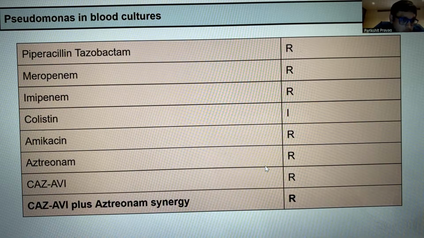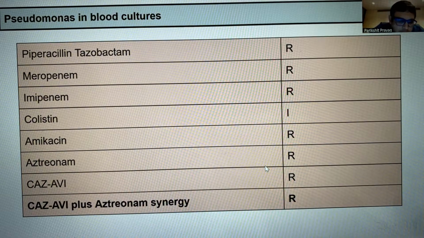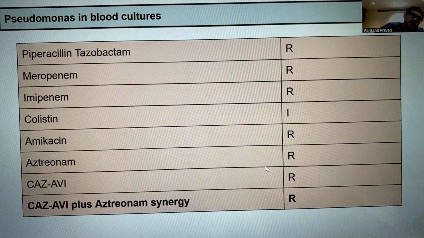Everything is resistant. In Pseudomonas, funnily, you will get non-NDM isolates also which look like this. For example, if I have a Pseudomonas which is producing a PER or a VEB, and then it has mutated porin channels, it might look exactly like this, because PER and VEB are ESBLs of Pseudomonas, and avibactam is not particularly potent against them. So an ESBL of Pseudomonas plus a porin channel mutation also might look exactly like this. But here we are likely to have NDMs. A lot of our pseudomonal isolates have NDMs, and Caz-Avi plus aztreonam synergy is resistant.